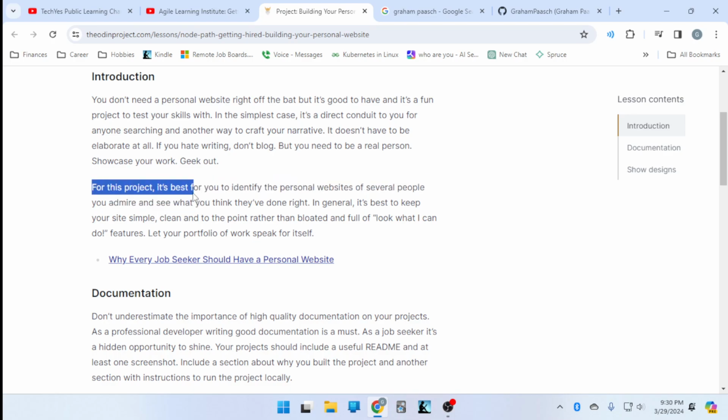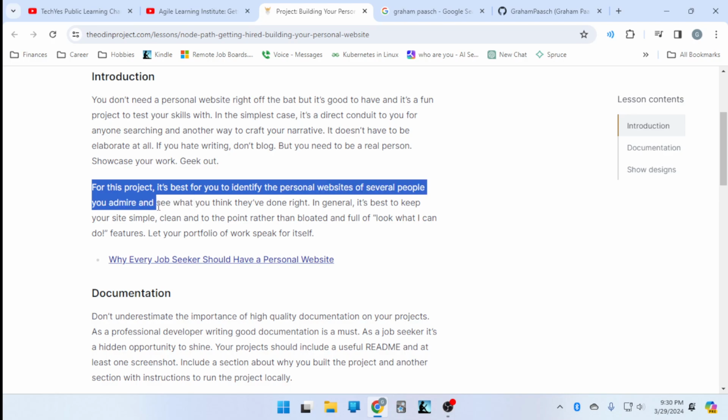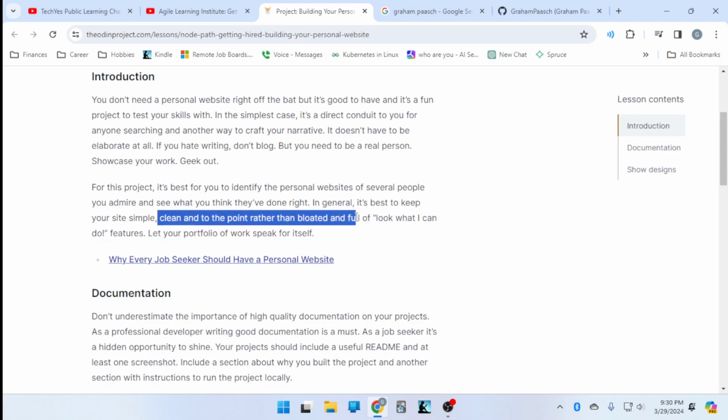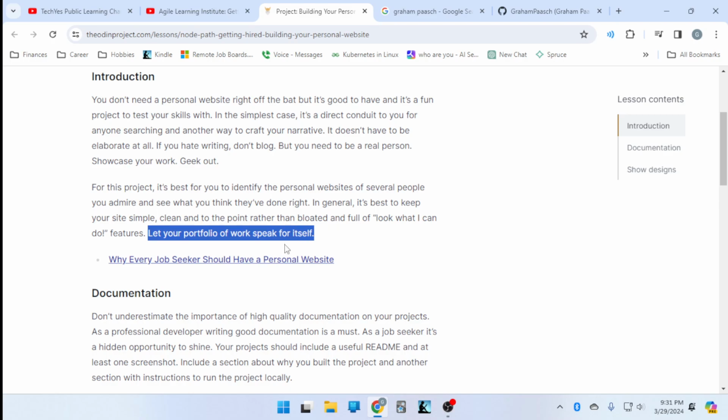So for this project, it's best for you to identify the personal websites of several people you admire and see what you think they've done right. In general, it's best to keep your site simple, clean, and to the point, rather than bloated and full of "look what I can do" features. Let your portfolio of work speak for itself.